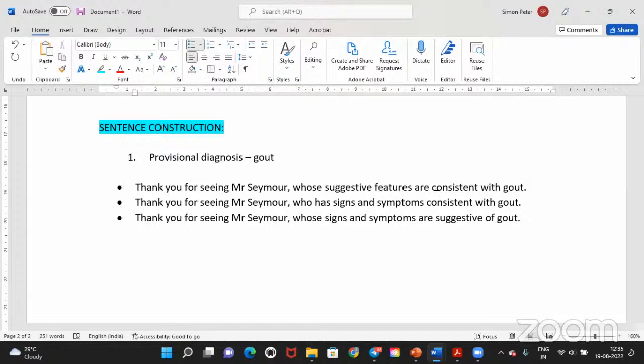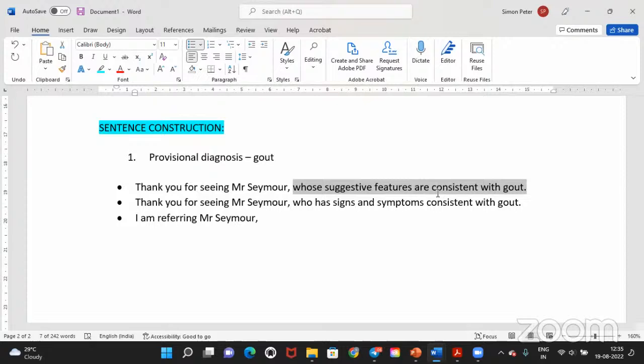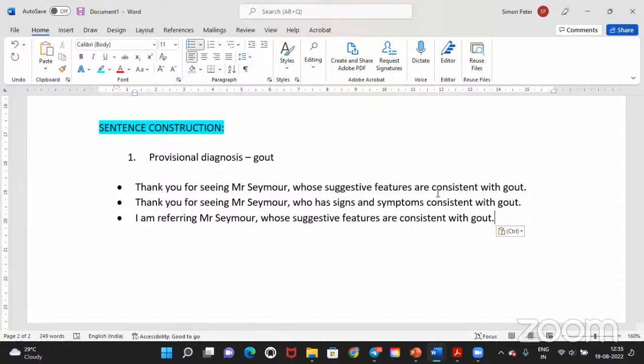Thank you for seeing. And you can also say directly, okay, like many people are writing, how I am referring Mr. Seymour. So this is also right. I'm not telling it is wrong. Okay. This is also right. I am referring Mr. Seymour, whose suggestive features are consistent. Whose features are suggestive of gout, like that. So whose suggestive features are consistent with gout.